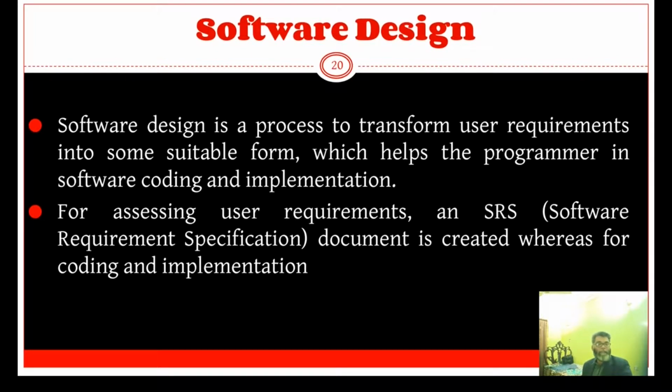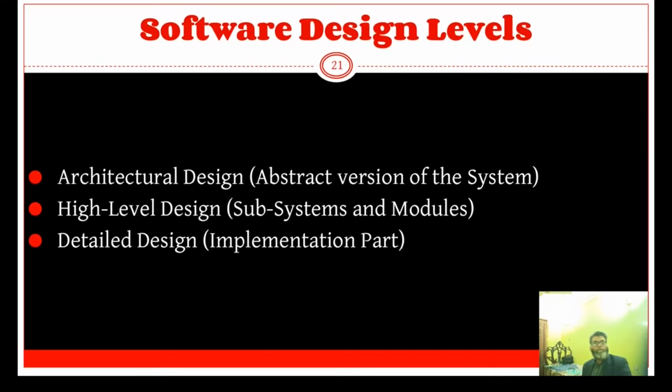And detailed design. It deals with the implementation part of what is seen as a system and its subsystems in the previous two designs. It is more detailed towards modules and their implementations. It defines the logical structure of each module and their interfaces to communicate with other modules. So that is architectural design, the abstract version of the system; high-level design, subsystems and modules; detailed design, the implementation part.